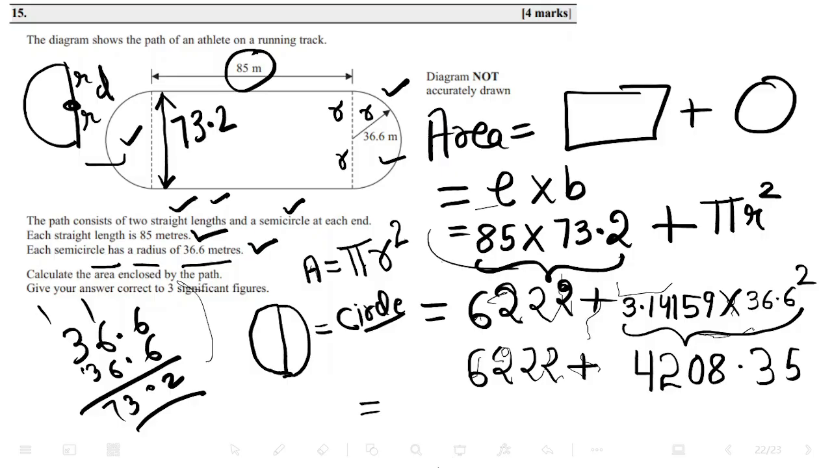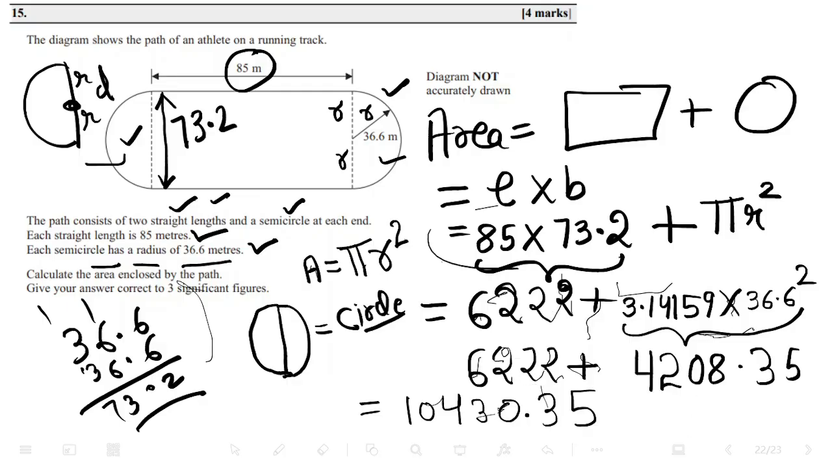Is it 10,430.35? I think it is. 10,400... Yes, it was also coming with that answer. It is 10430.35, right? Yes, I did the same thing. Okay, so I hope you got this right.